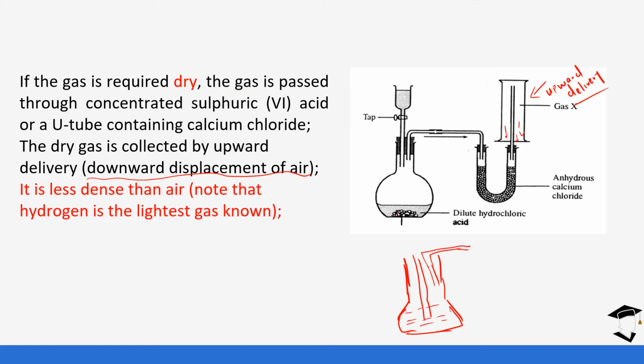So alternatively, anhydrous calcium chloride can be used in a U-tube, as you can see. So the calcium chloride is placed in the U-tube, and then a delivery tube is placed, and the gas just passes through the tube, and then it's collected by upward delivery. So these are the two compounds that are used to dry hydrogen gas.